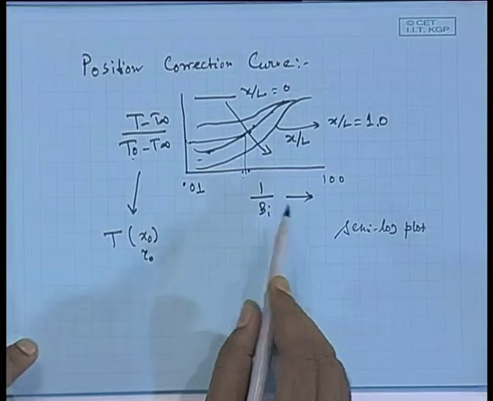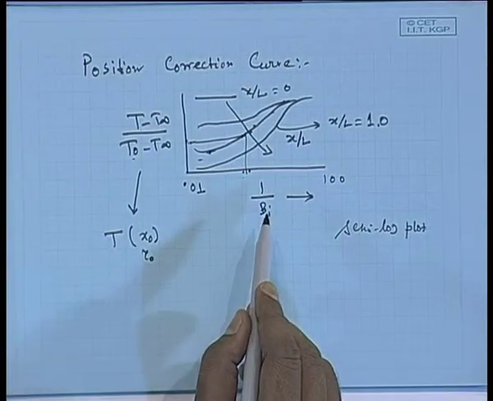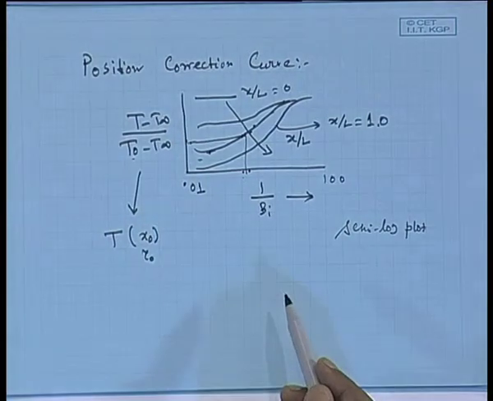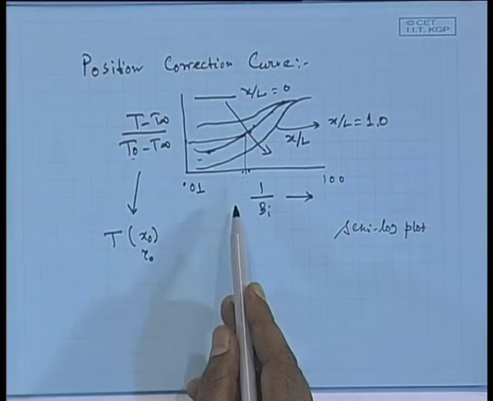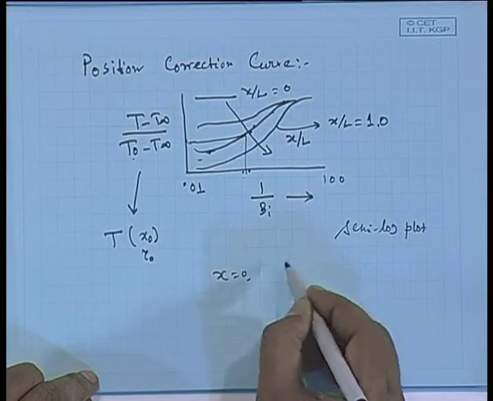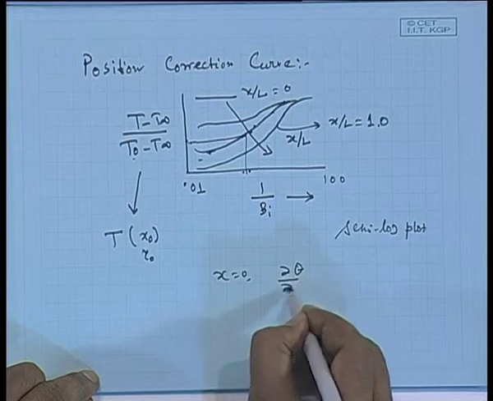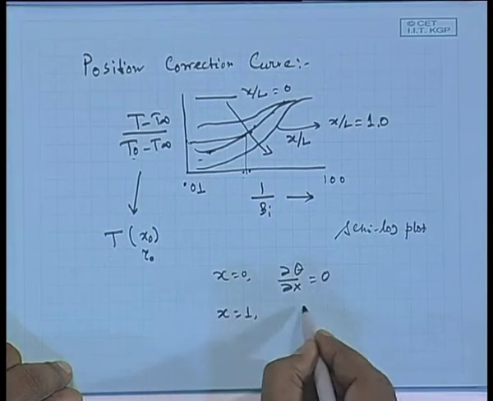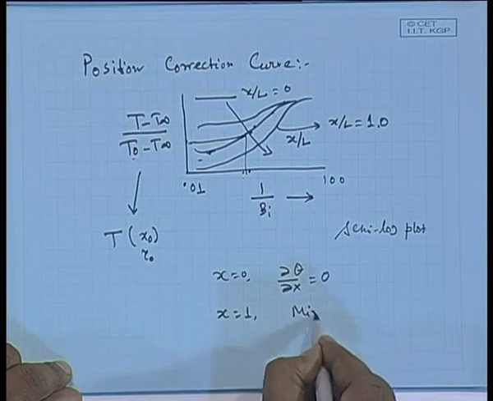But remember, you cannot use the same curve for different physical situations. Like the curve I am talking about, at x equal to 0, the condition is basically a del theta del x type of condition, which is a Neumann boundary condition, and at x equal to 1, it is a mixed boundary condition.